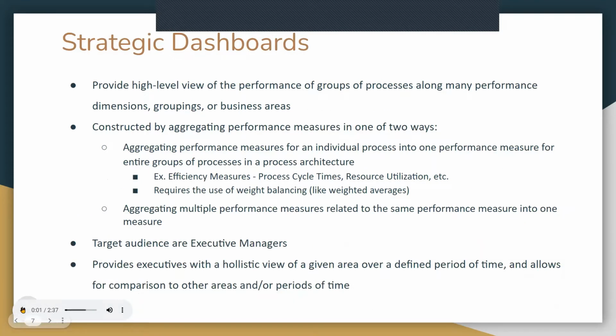The third and final dashboard type are strategic dashboards. These types of dashboards provide a high-level view of the performance of groups of processes along many performance dimensions, groupings, or even business areas. And they are generally constructed by aggregating performance measures in one of two ways. The first being by aggregating performance measures for an individual process into one performance measure for an entire group of processes in a process architecture.